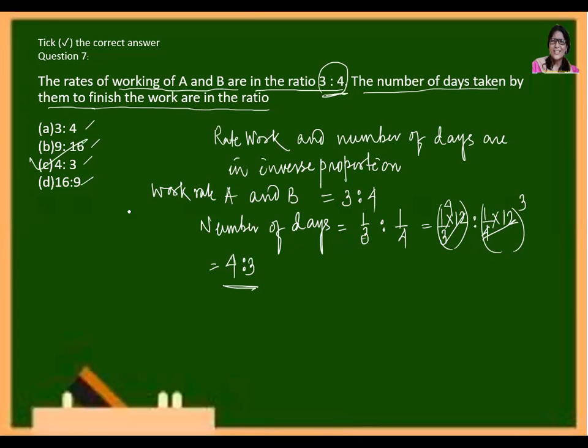So 4:3 is the answer. There is simply no need of counting all the things. You can remember, if the rate of working is 3:4, then the number of days will be in the ratio 4:3.